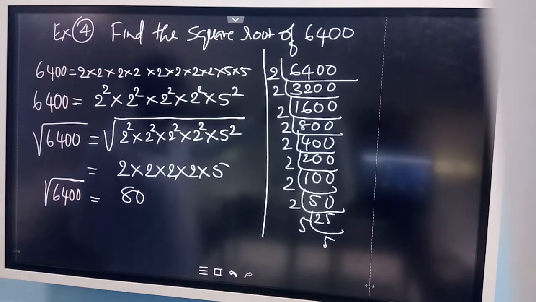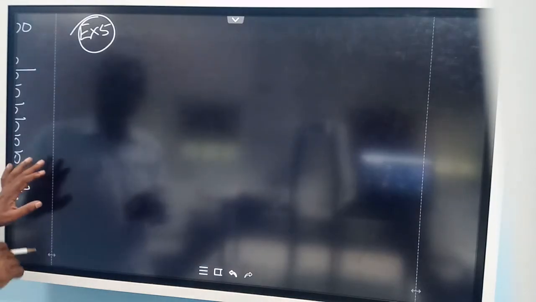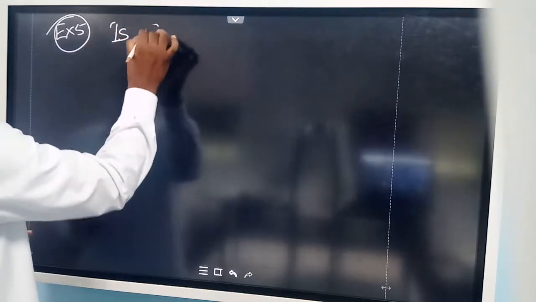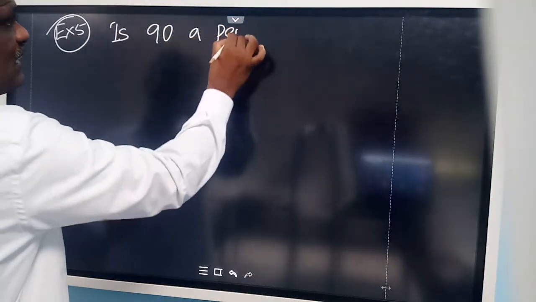Okay. Look at this example 5. Is 90 a perfect square? Question: is 90 a perfect square? No, sir.